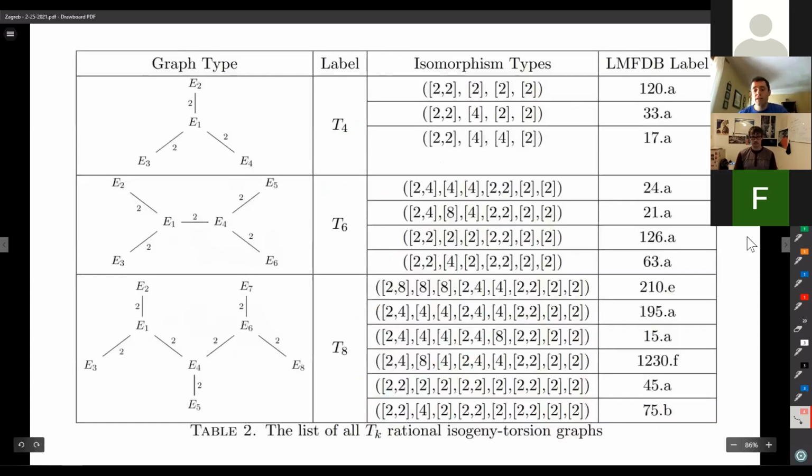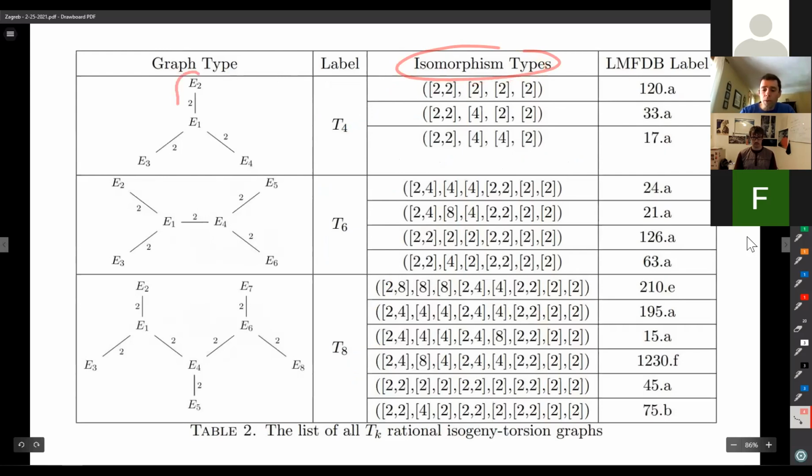Then I can give you, for example, what happens with the TK graphs. So in the TK graphs, what Garen has shown, I contributed actually in the classification of the S graphs. So what Garen shows is that the possible isomorphism types of the isogeny torsion graphs are given here in this column.